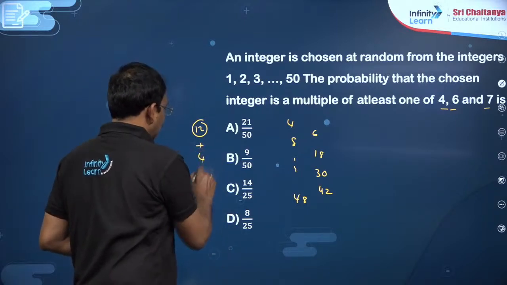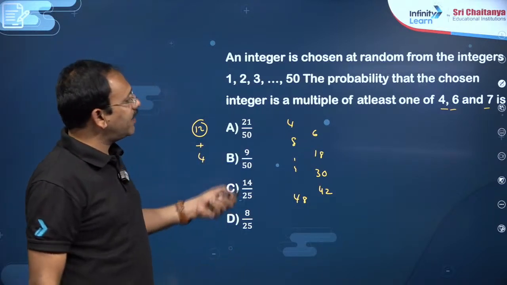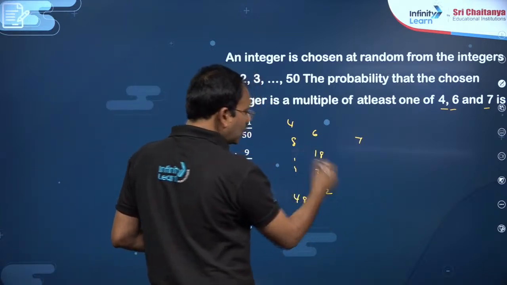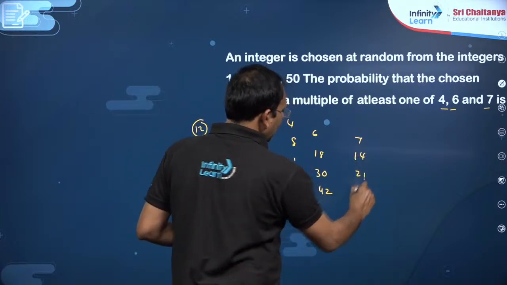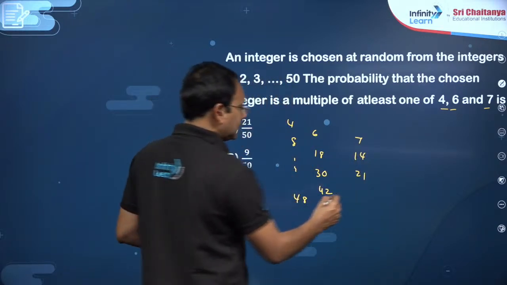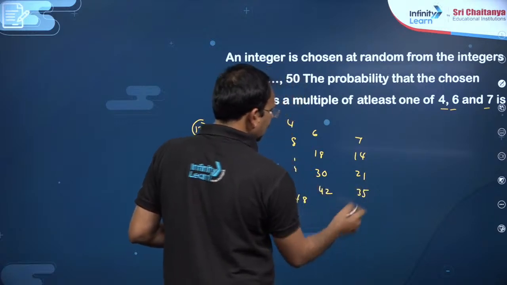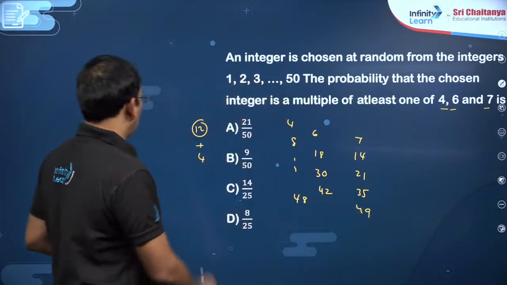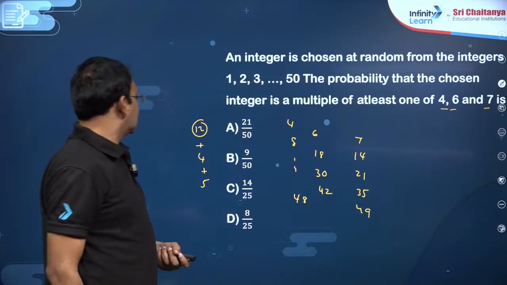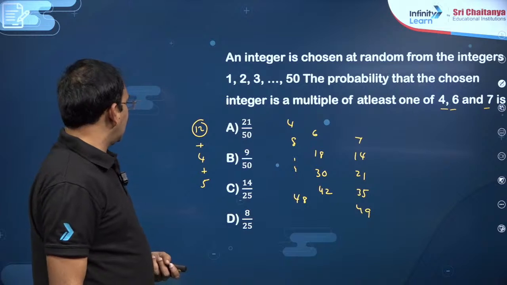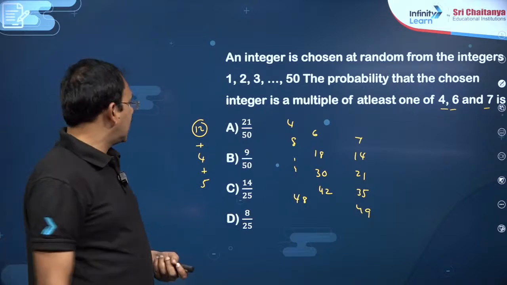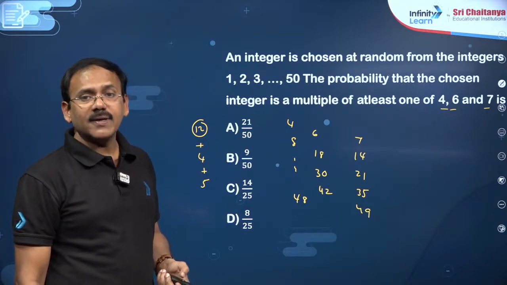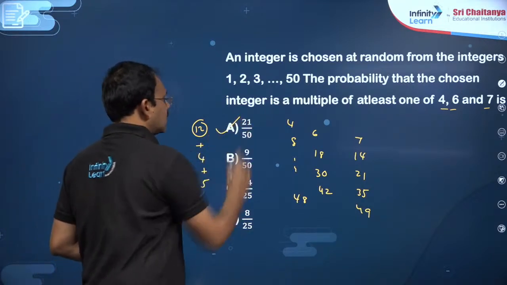So 12 plus 4, and 7 also, it must be divisible by at least one of them. Multiples of 7: 7 is not covered here, 14 is not covered, 21 not covered, 28 is covered, 35 not covered, 42 is covered, so 49. You will get 5 more elements here, my dear friends. So this is 9 plus 12, that is 21 numbers which are divisible by either 4 or 6 or 7. So 21 by 50 is the probability.